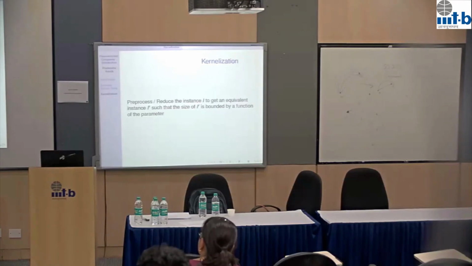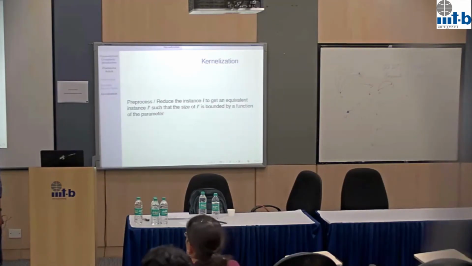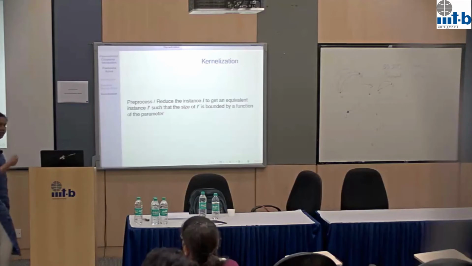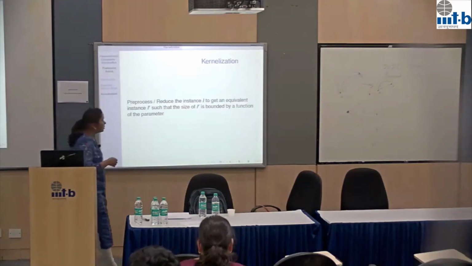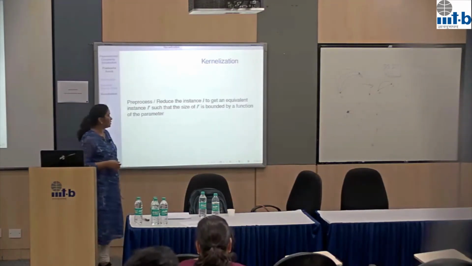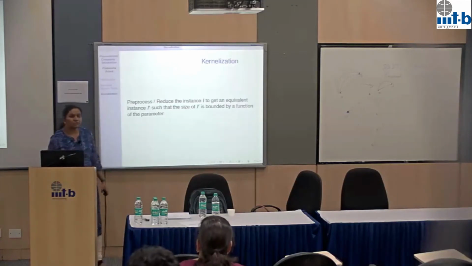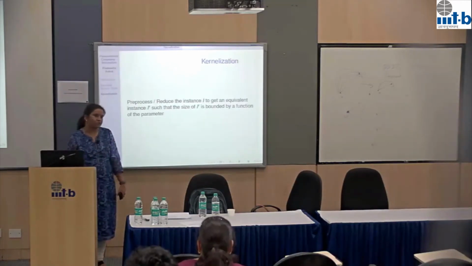The size of the instance is bounded by a function of k. Even if you do a brute force on that instance, how much time will it take? It will still be a function of k, right? So that is the idea. So we pre-process it till the size of the reduced instance is bounded by a function of the parameter. So bounded by a function of k.